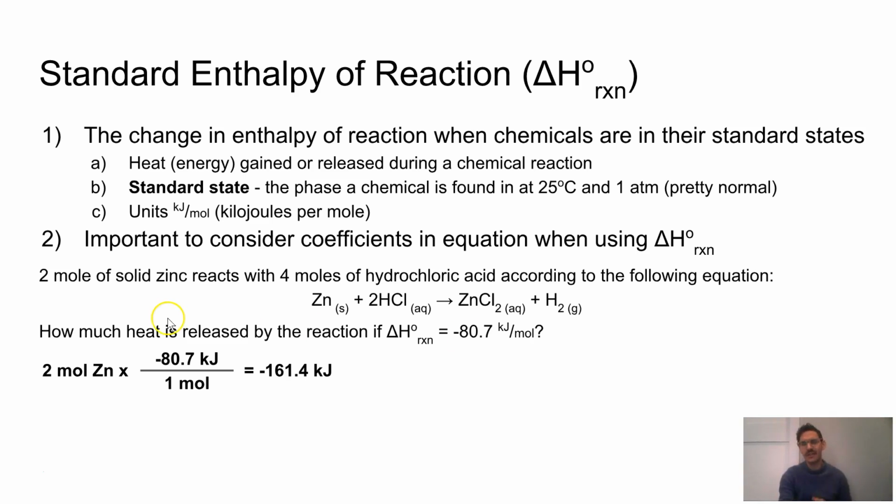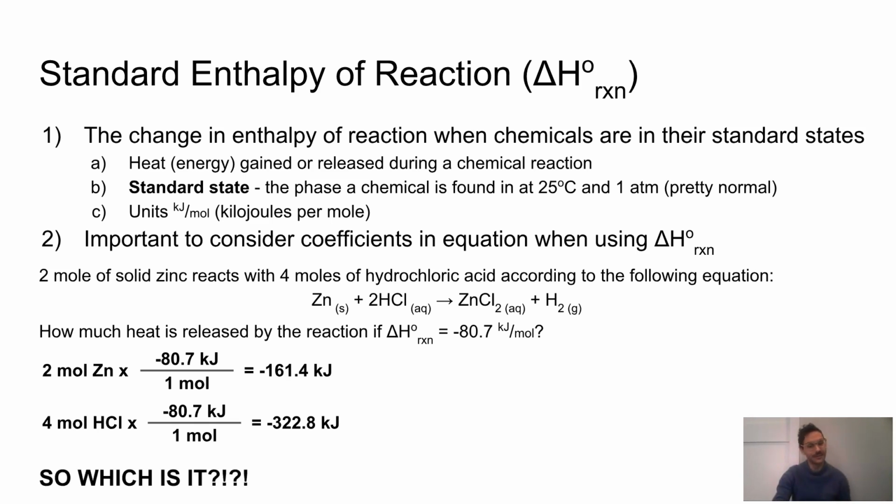But what if we did the calculation with our moles of hydrochloric acid? And we said, all right, we'll have 4 moles of hydrochloric acid. I multiply that by my enthalpy of reaction, and now I get a different answer. It's a bigger number. So which one of these numbers is correct? Pause the video and think about that for a second. Well, the correct answer is, which is it?